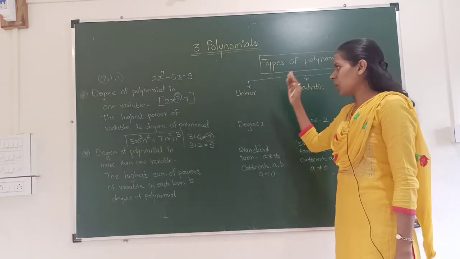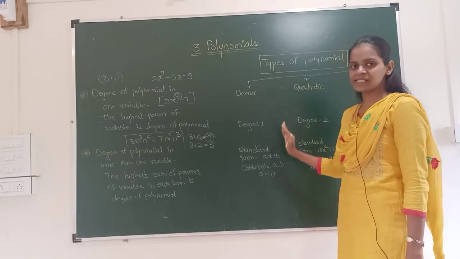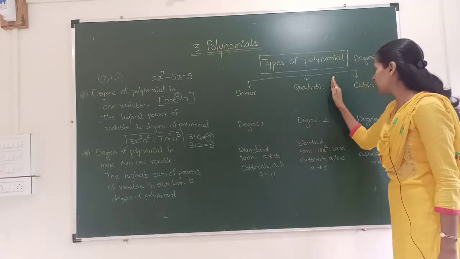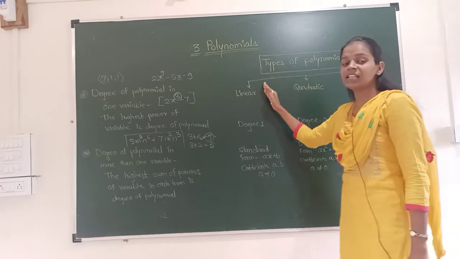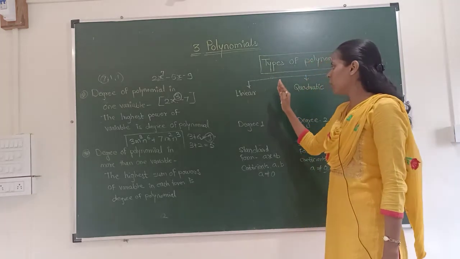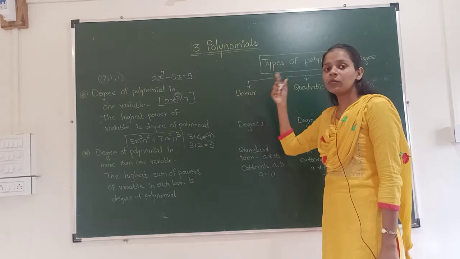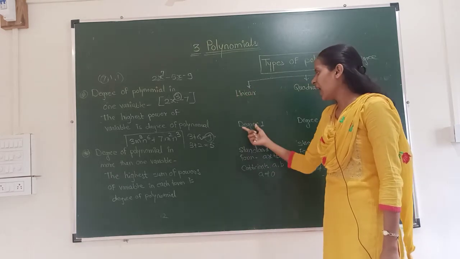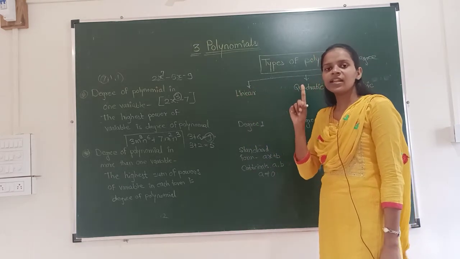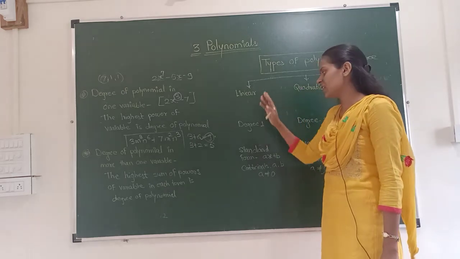Okay, in linear polynomial we will see each type separately. There are total 3 types: linear, quadratic and cubic. We will see the first type of polynomial by degree. Linear polynomial is a type of polynomial having degree 1. A polynomial of degree 1 is called a linear polynomial.